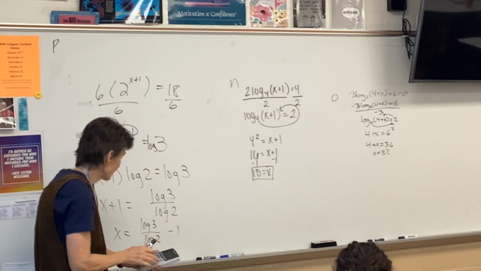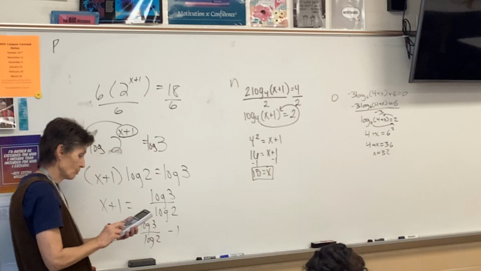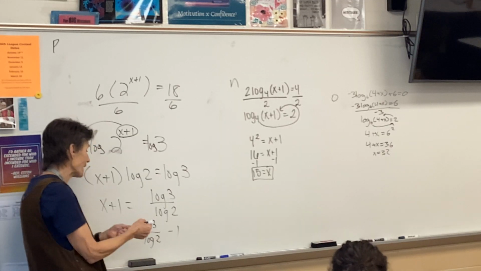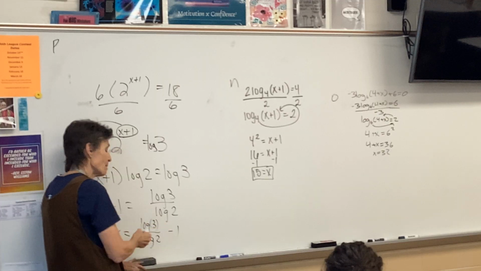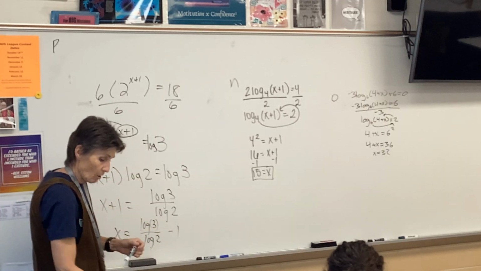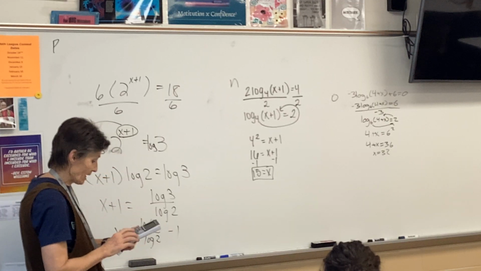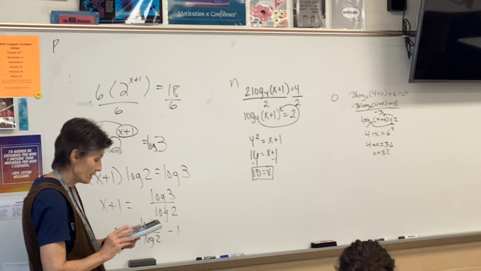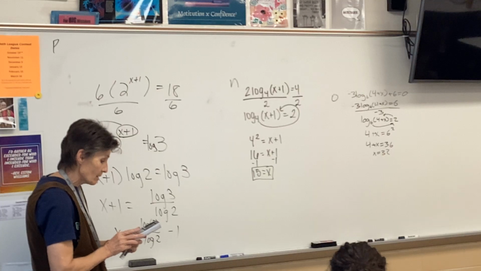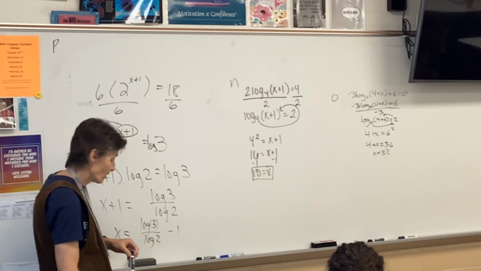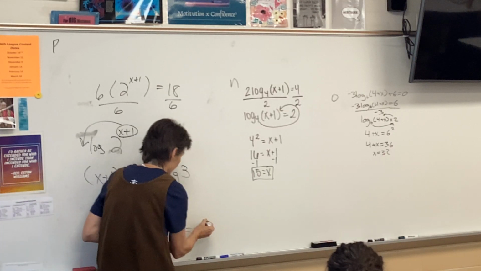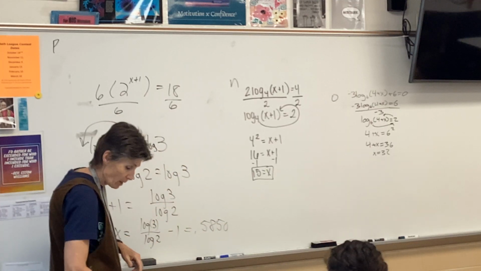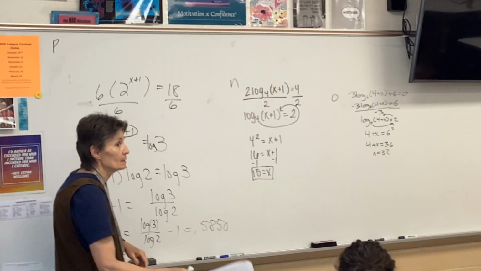Now, we're going to type that in. Log 3. If your calculator doesn't automatically close that parentheses, make sure you do. Log 3 divided by log 2, and then minus 1, I got 0.5850. Make sure you're practicing typing it in.